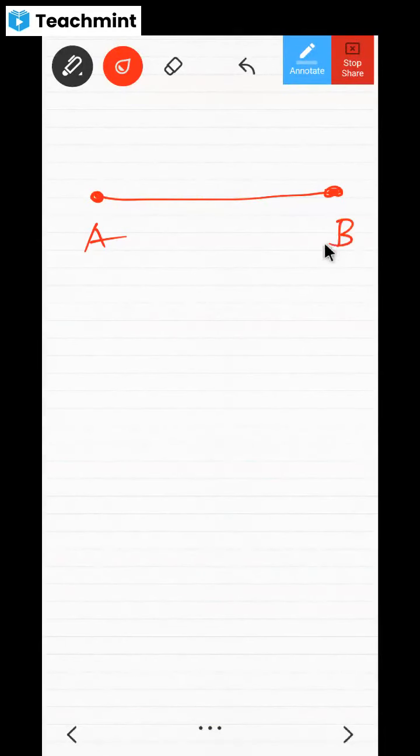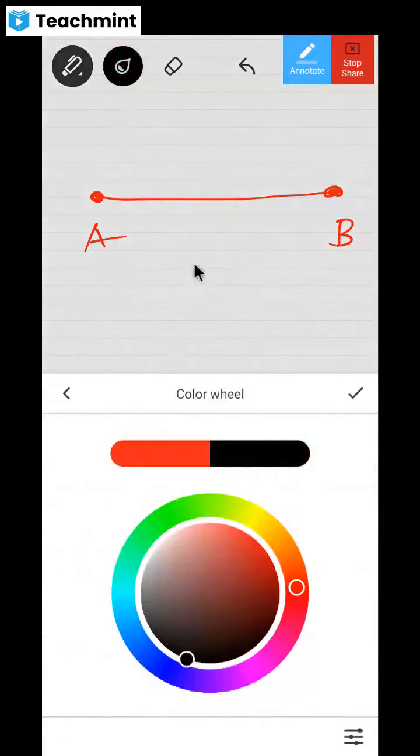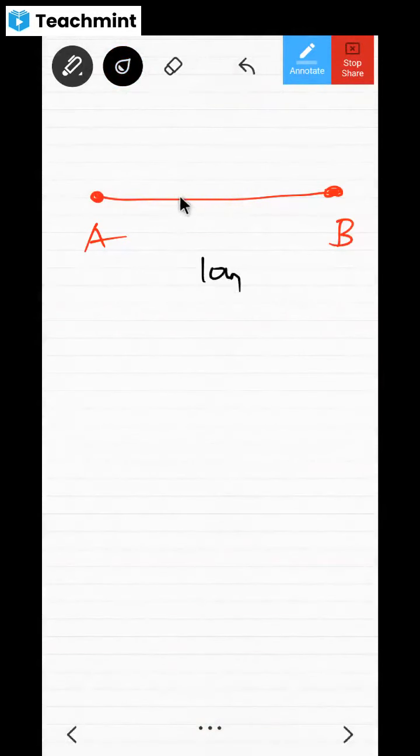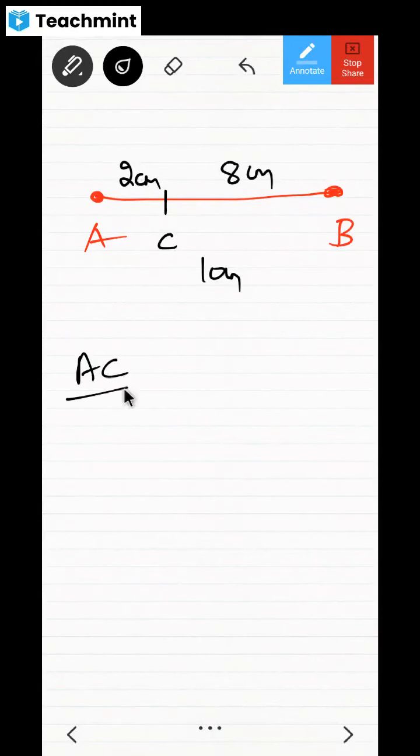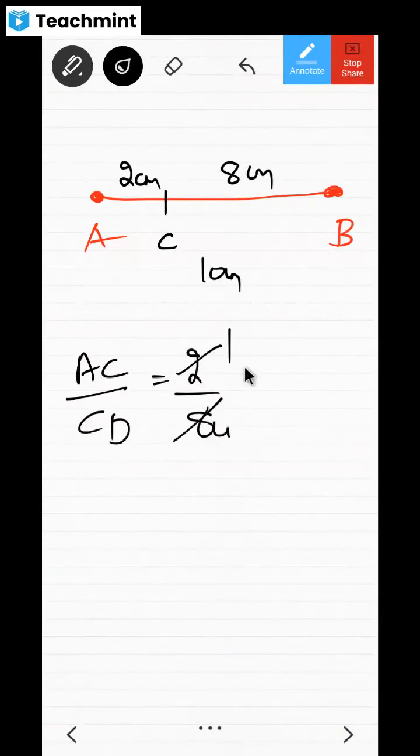Like that, dear children, look at this line. For example, the length of this line is 10 centimeter. Now, this line has been divided by one point here, C. Now this is 2 centimeter, and how much will CB be? It will be 8 centimeter, no? Now if you do AC divided by CB, what will that be? 2 divided by 8. 2 by 8 means 1 to 4. Don't you feel whatever AC is, that is one part, and whatever CB is, that is 4 parts?